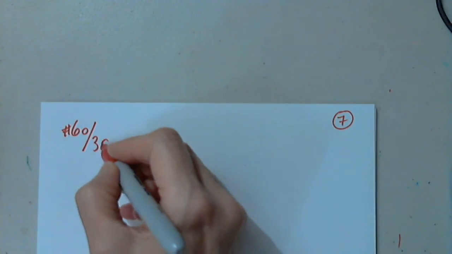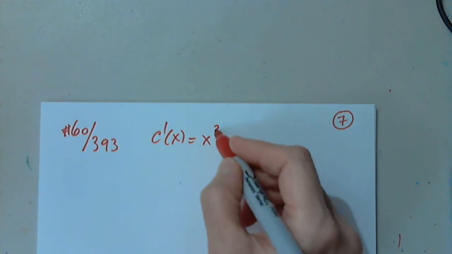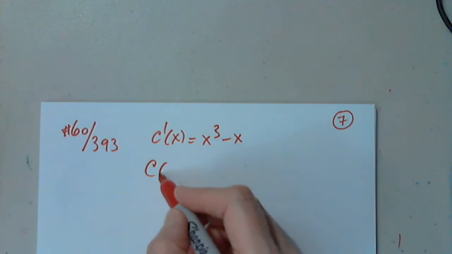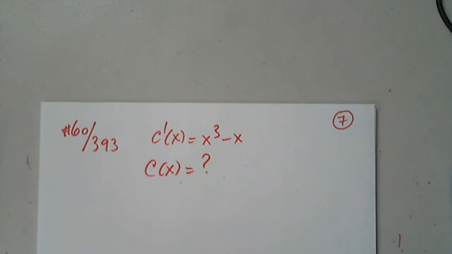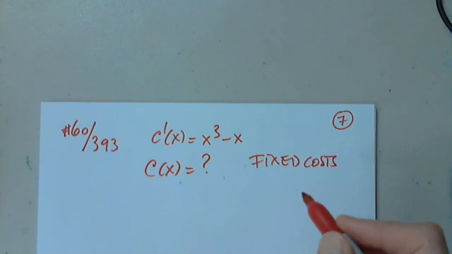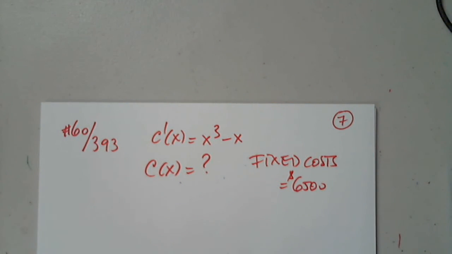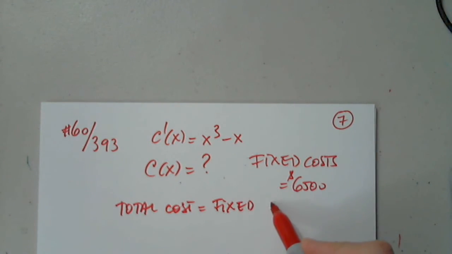And 60 is on 393. And we have c prime of x equals x to the third minus x. They want us to find c of x, and they want us to find c of x specifically knowing that the fixed costs are 6,500. Awesome. Good. So what does that mean? So remember the total cost, we discussed that a long time ago, is made of fixed plus variable.